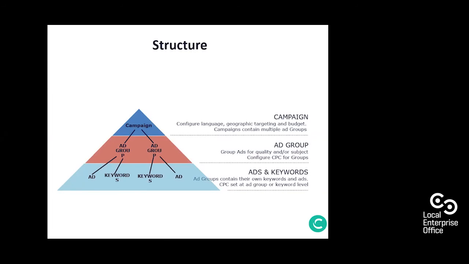So the Google Ads structure, if you like, has 3 levels. So you have a campaign level, then you have an ad group level, and then underneath the ad group sit your ads and your keywords.